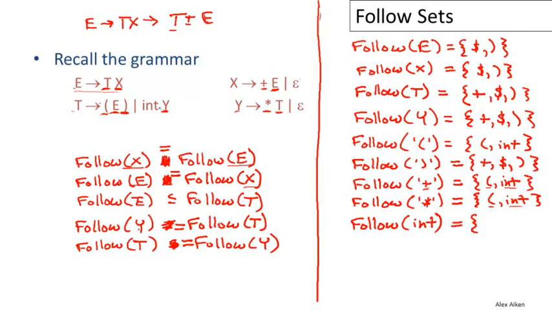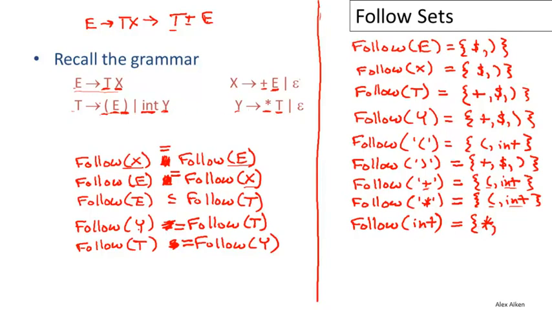Okay, and where is that used in the grammar? Well, it's right here. All right, so what's going to be in the follow of int? Well, it's going to include everything in the first of Y. Okay, and what's in the first of Y? Well, times was in the first of Y, and epsilon was in the first of Y. But remember, we don't include epsilons in follow sets. So Y contributes times to the follow of int.